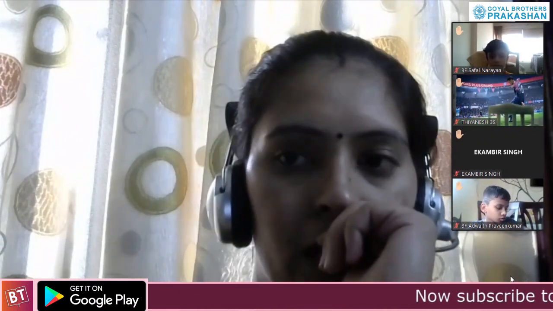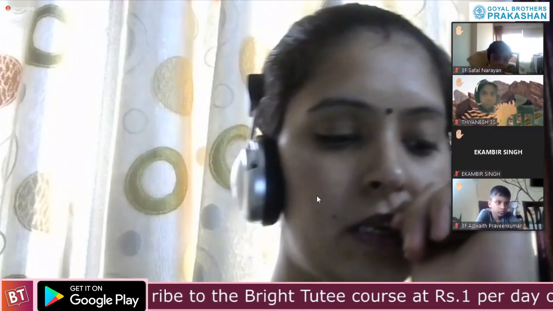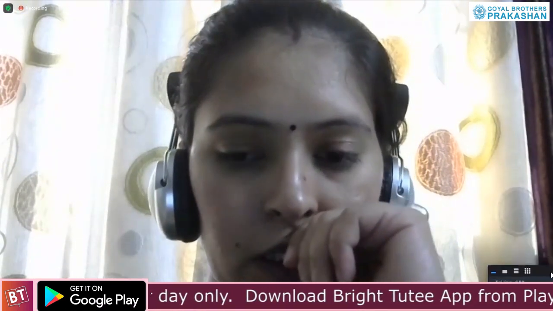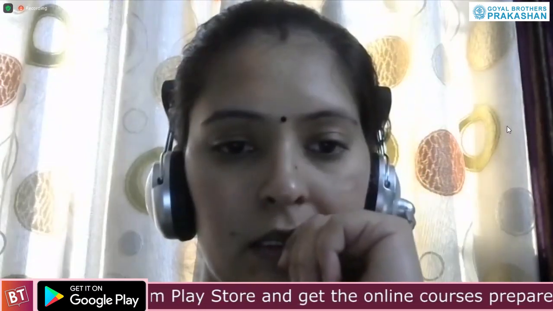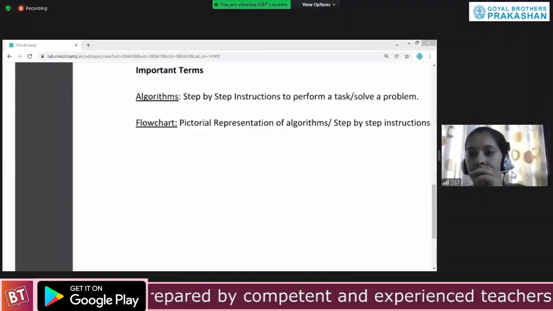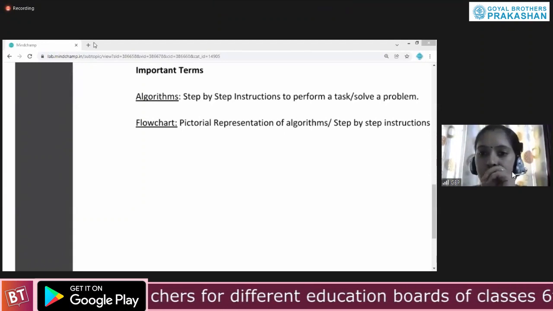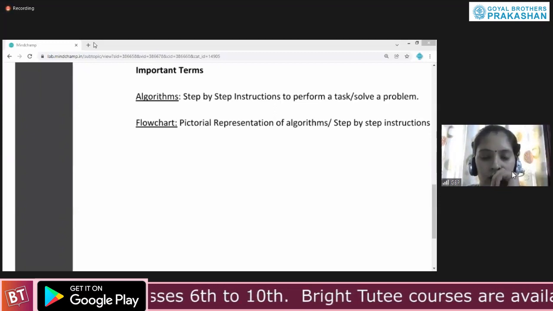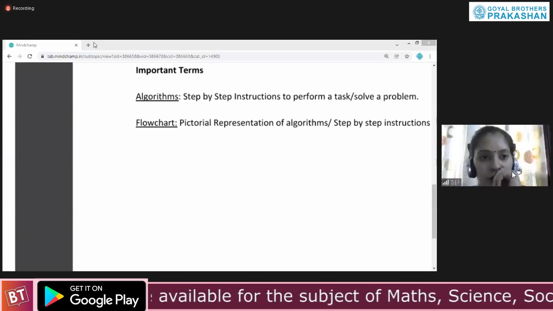So the very first is algorithm. Okay, I'm dictating it right till then. Step by step instructions, algorithm. It is ALGORITHM. Algorithm: step by step instructions to perform a task or solve a problem. Okay, so those are the important terms. Algorithms are the step by step instructions to perform a task or solve a problem.